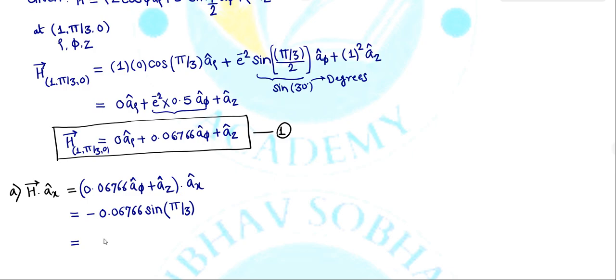Okay, so if you are going to take the dot product in between these two values, and put the value of sine of pi by 3 and multiply it by minus 0.06766, you will have that answer to be minus 0.0585. So this is your answer for that dot product in between the given vector H along with that AX value. Okay, so this is the answer for your A part of the numerical.